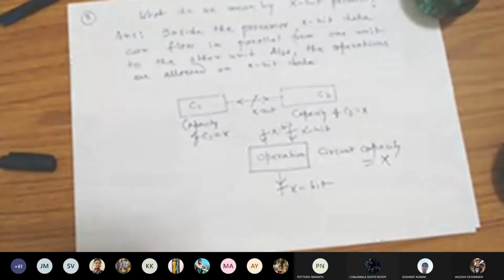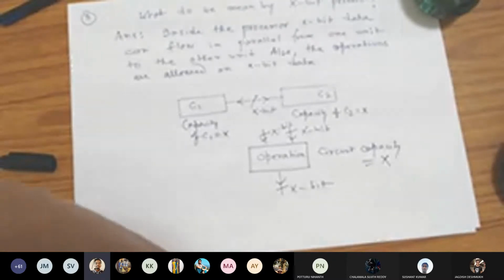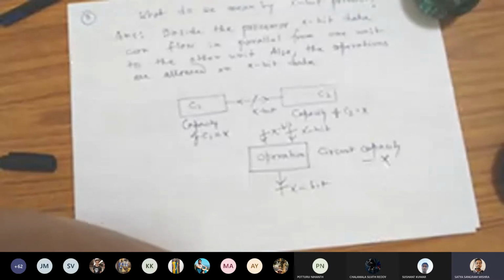Anyone, any doubt up to this point? Yes, please speak. Sir, in the example that you have shown, with components C1 and C2, X bit data is flowing and their capacity is also X. So at any point of time, one of the components will be empty, like they will have no data if the data has already flown. No. Now, this is one point.